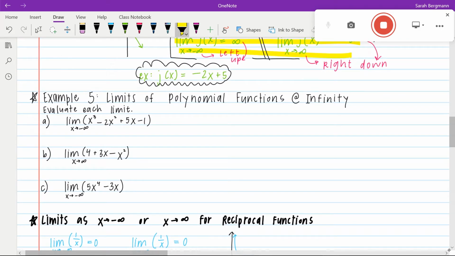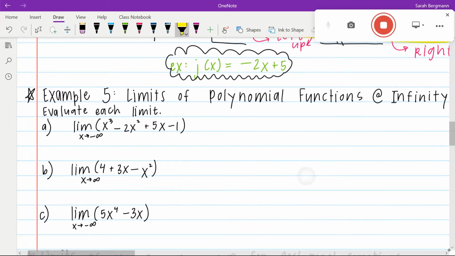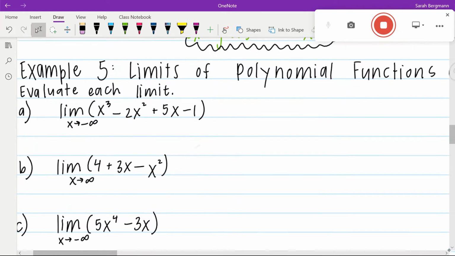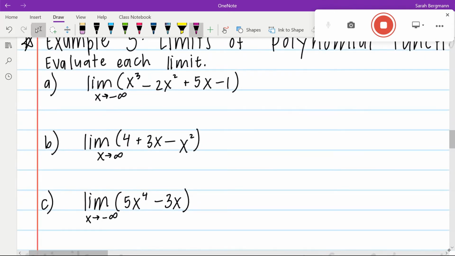So let's try these out. It says, example 5, the limits of polynomial functions at infinity, evaluate each limit. Let's look at A first. It says the limit as x approaches negative infinity of x cubed minus 2x squared plus 5x minus 1. Basically, what you have to do is figure out what's the leading term here. Make sure it's in order from descending power. So we're looking for the highest power. Our highest power is x cubed.